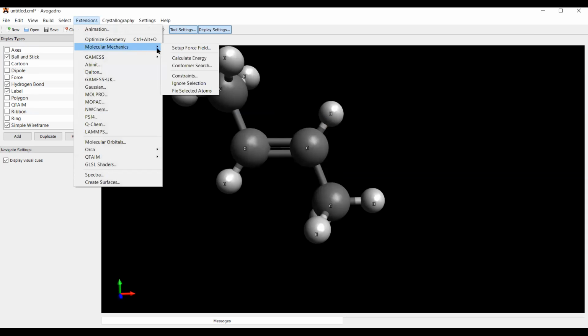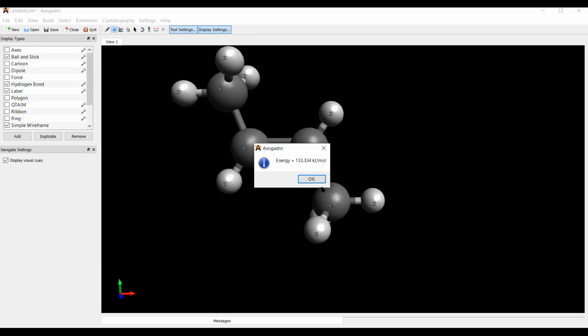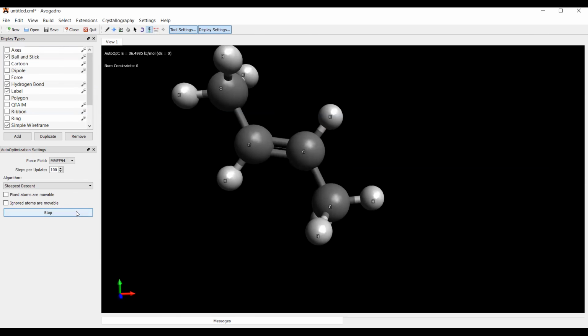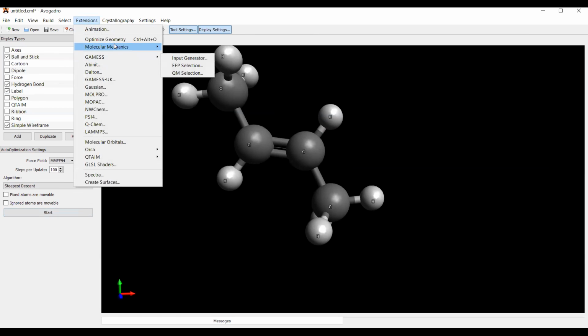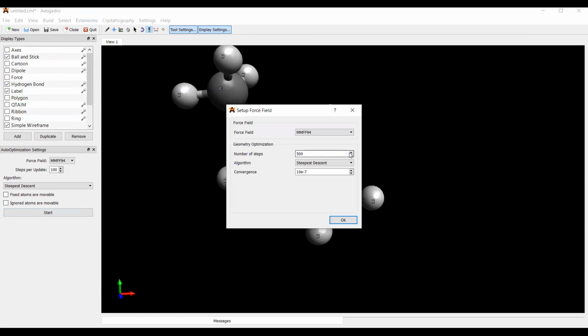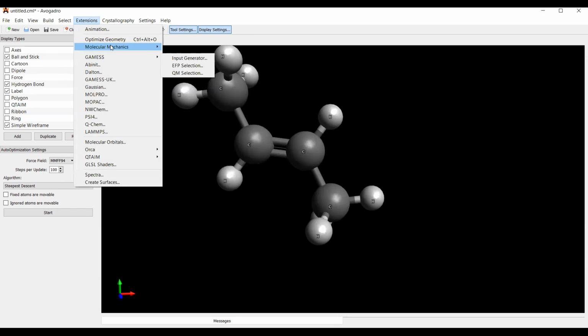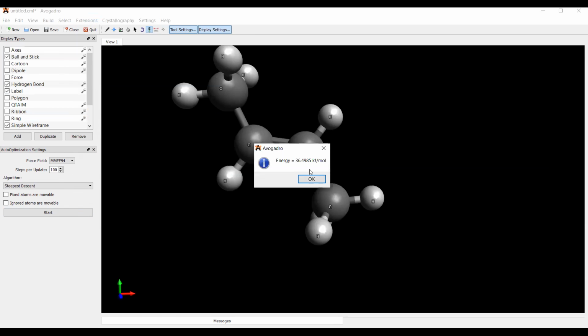Let me also calculate the energy from here. Yeah, this is different. That was giving me some different value. Okay, let me optimize it. I think after optimization, it will be giving me something different. What is the force field in this? 94 is fine. So it is 36.49. Can somebody write this? 36.5. You can write this. For the B structure, the energy is 36.5. Okay. Yes, written it.